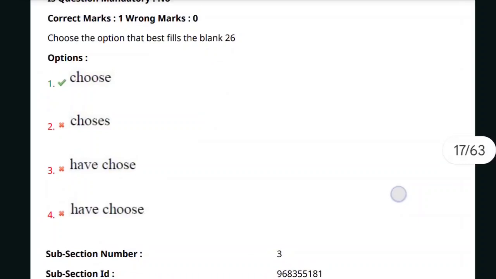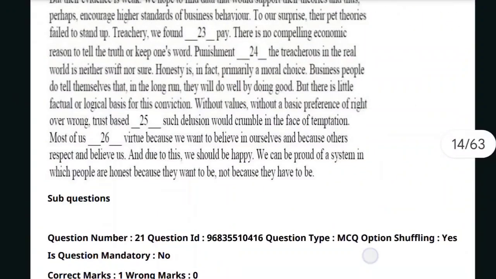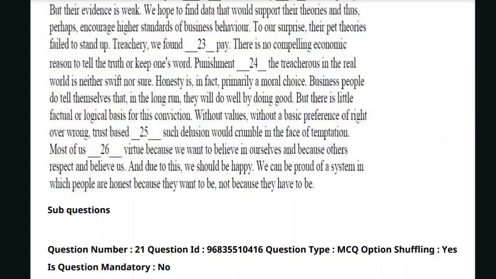Choose the option that best fills the blank 26. We have 4 options: choose, chooses, have choose, have choose. And the correct answer here is choose. Let's look at the paragraph. And the 26th blank, most of us choose virtue because we want to believe in ourselves and because others respect and believe us. Yes, most of us choose virtue. Yes, all of us choose virtue over vice. The antonym for the word virtue is vice. Virtue is nothing but good habits or good behavior, good values, and vices are nothing but negative values.